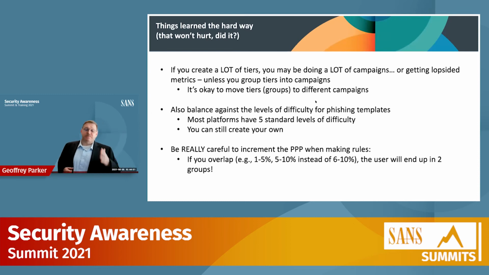Now, the last thing to be really careful about is incrementing the phish-prone percentage when you make rules. I messed this up, and I started getting reports that I had a user getting phished 2 or 3 times when I was sending out the campaigns. I'm going, what's wrong? There's something wrong with the system. And I thought it was on the back end. And then I dumped the CSVs, the data for which users were in the groups. And then I saw the same user in 2 groups. And I was like, shoot, that's not the actual word I said.